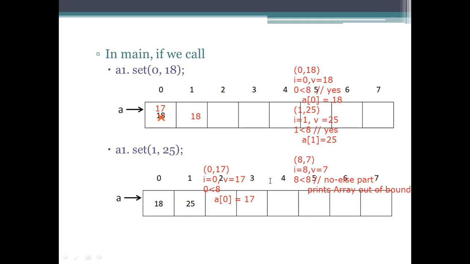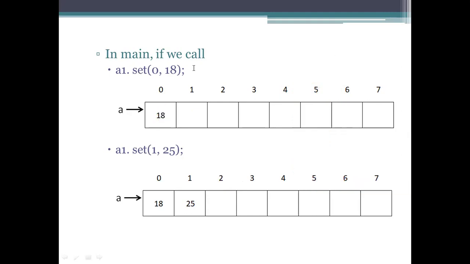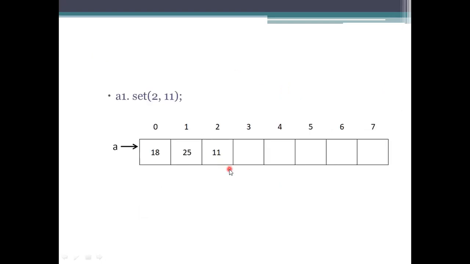Okay. So that is the setting here. In this example, set 0 comma 18: at the 0th place we are inserting 18. Next 1 comma 25 at the first index, we are using 25. At the second index we are using the element 11. So that is setting.